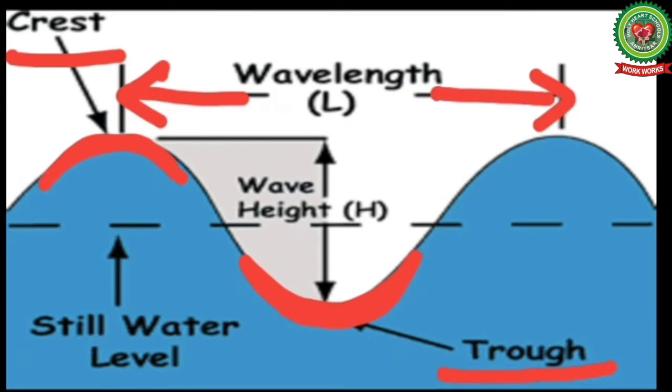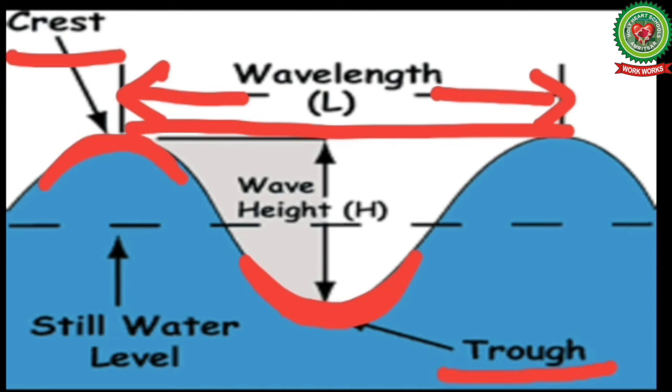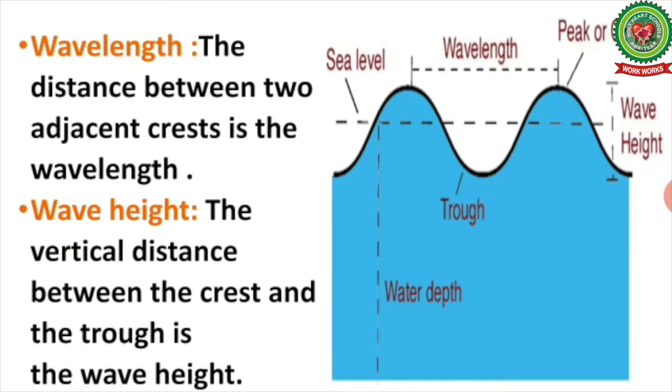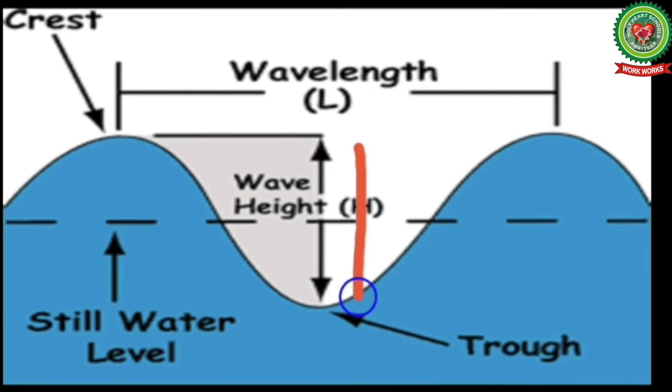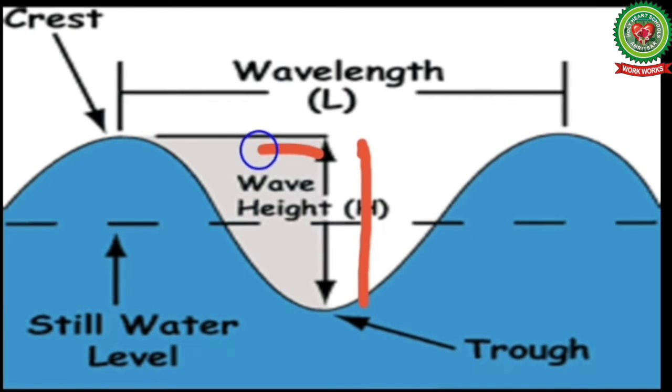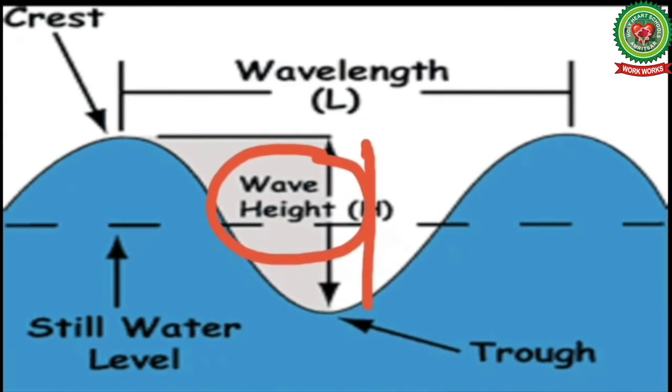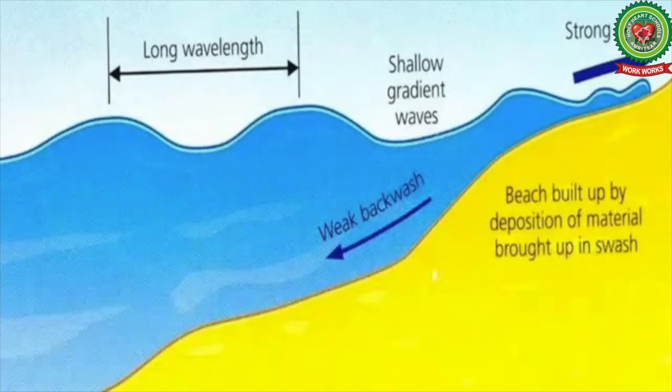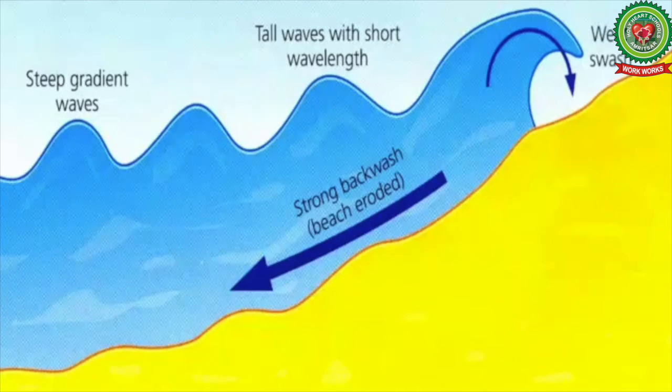The distance between two adjacent crests is known as wavelength. Wave height, the vertical distance between the crest and the trough is called the wave height. Swash, when a wave reaches the shore and water rushes up the beach, it is known as the swash. Backwash, the water of the sea that flows back towards the sea from the sea coast is known as backwash.